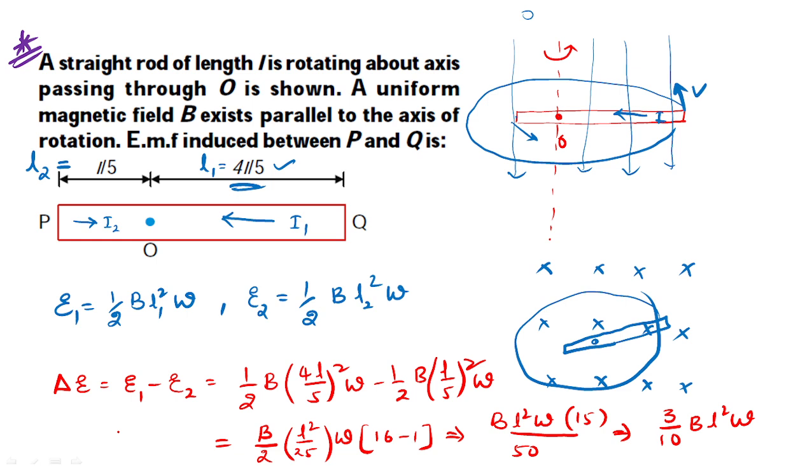Are you getting the point here? Yes or no? If it is from the center, EMF will be 0. But it is not from the center, it is from one of the ends. Got it now? So concept and all you have to relate it.